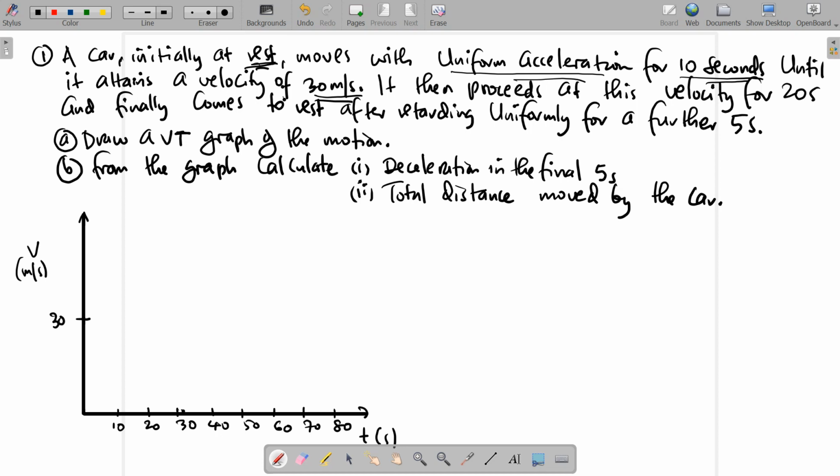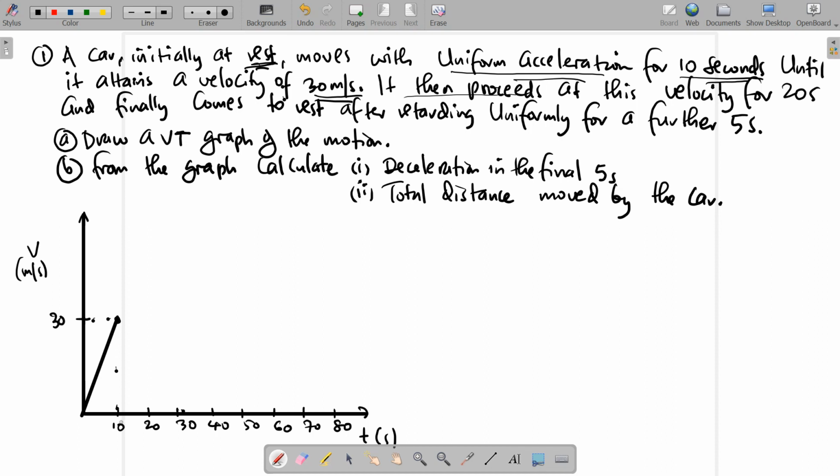Okay, so the car accelerates uniformly for 10 seconds until it attains a velocity of 30. So that point is literally this point right here. Okay, so we're going to draw a line of uniform acceleration from the rest position to that point there of 30 meters per second. It says it then proceeds at this velocity for 20 seconds. So it stays at 30 meters per second for 20 seconds.